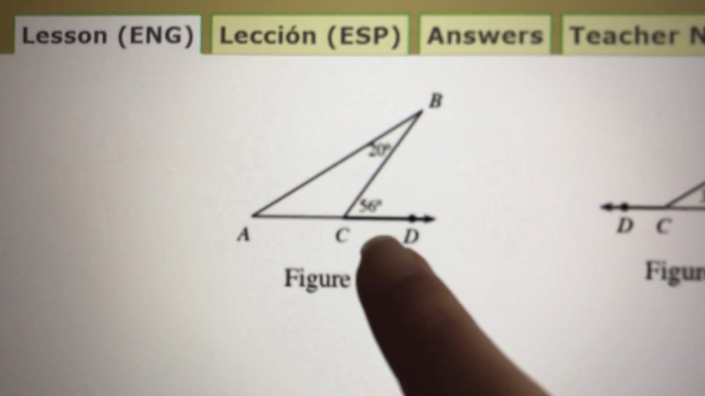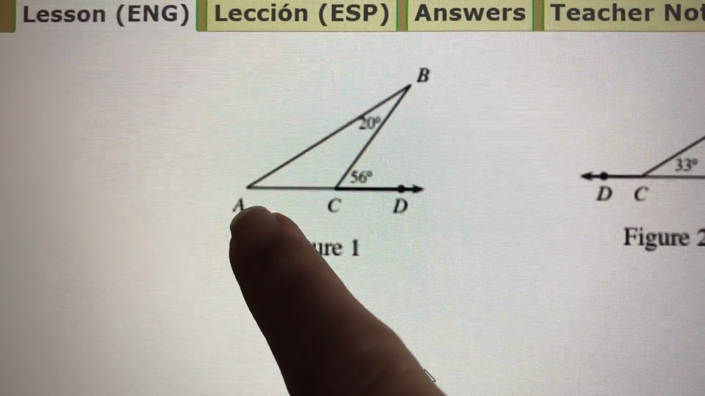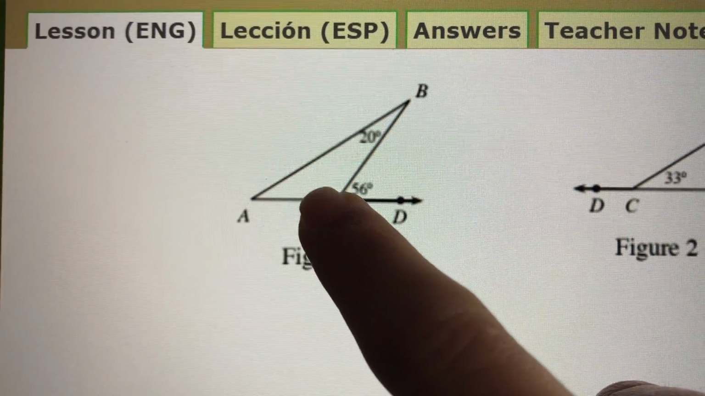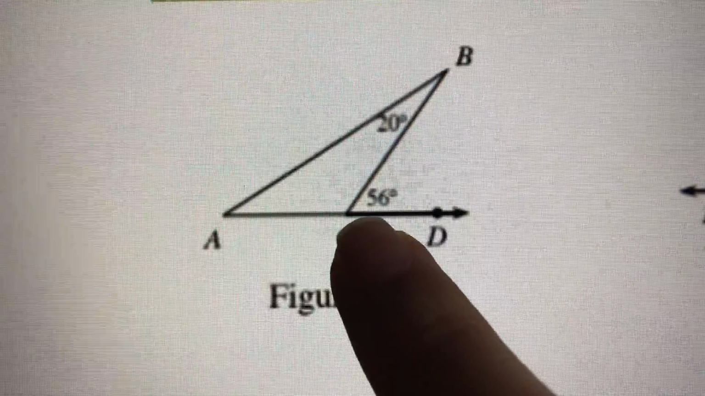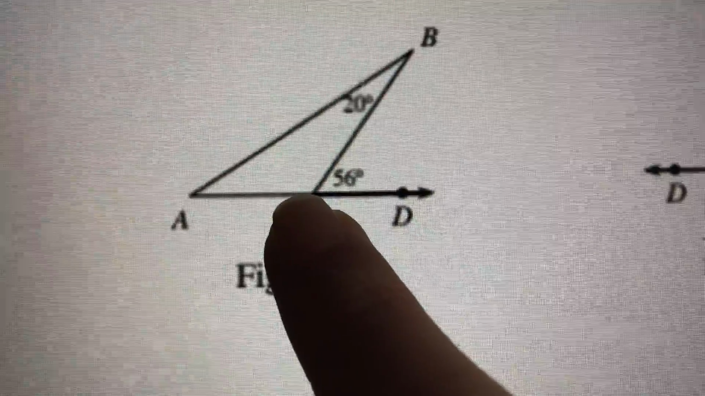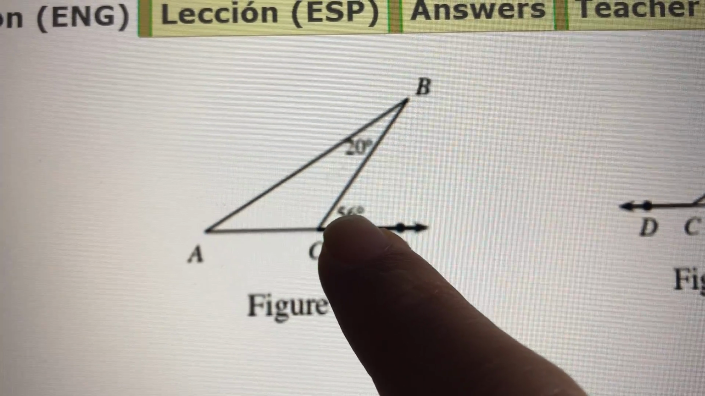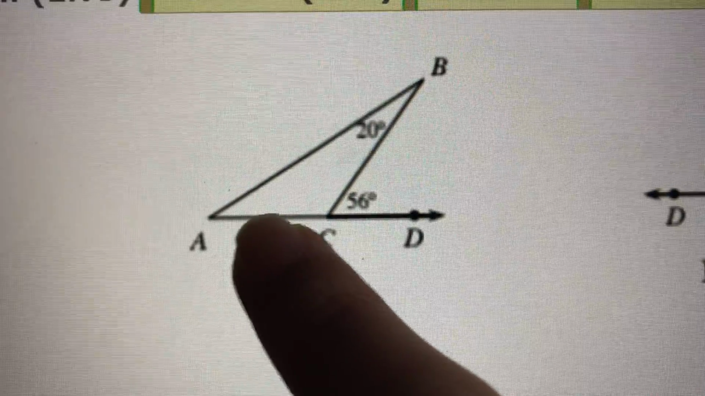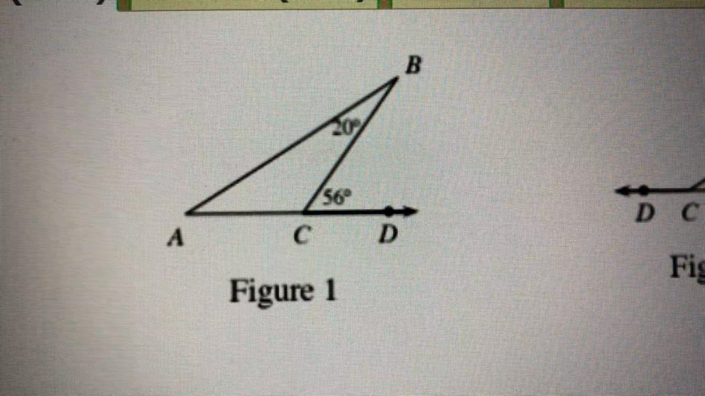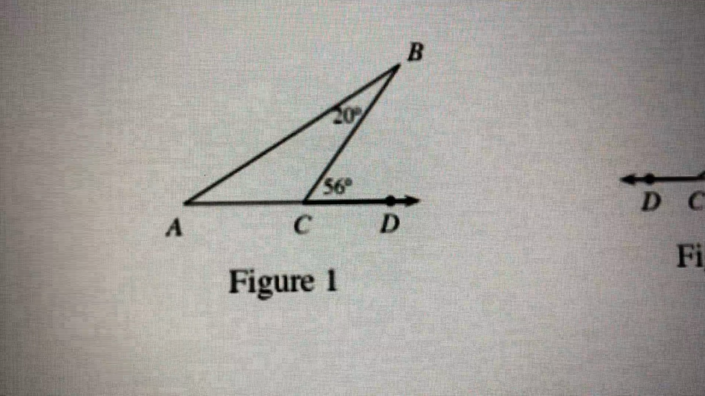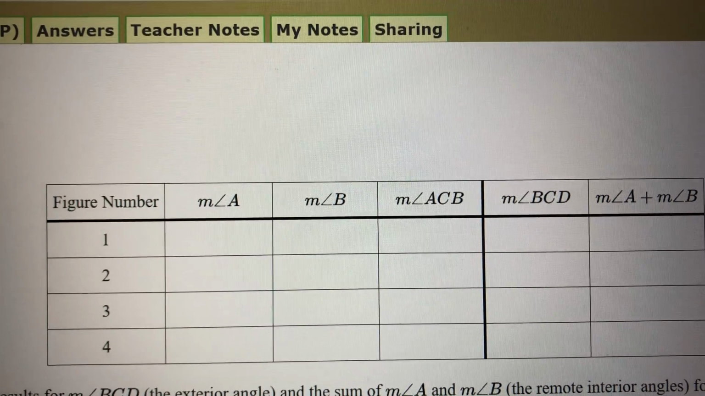All right, so if we know that's 56, in our table it says we want to find ACB. So ACB is going to be this angle right here. How do we find it? Well, using our supplementary angles, we know that 56 plus whatever that angle is equals 180, because that's a straight line and there's a ray cutting through it, and 56 is on one side of the ray and an unknown number is on the other side. But we do know the whole straight line is 180. So if we take 180 minus 56, we get 124. So that means that angle ACB in your table, which is right here for figure 1, would be 124.